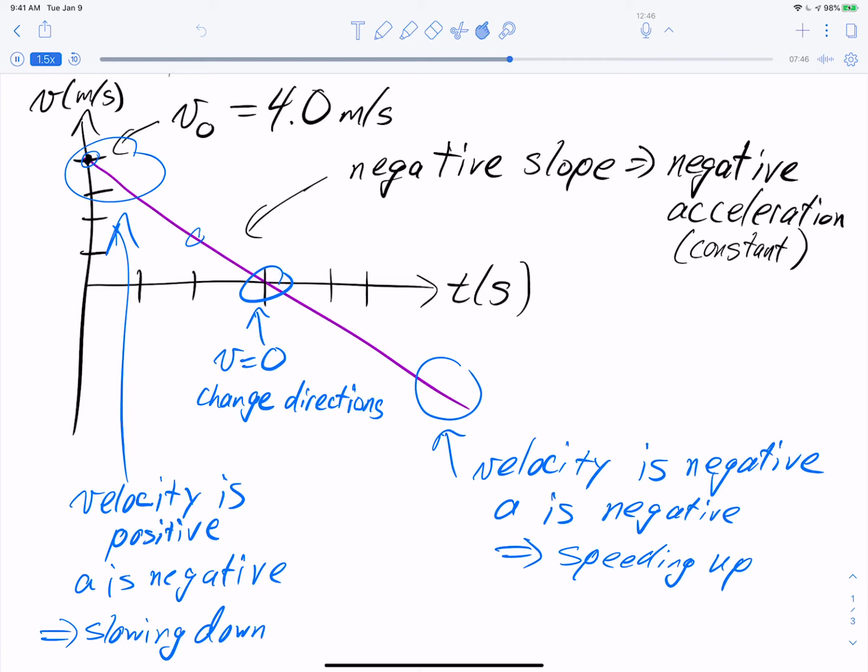Okay, so what I can say is that this object starts out moving in the positive direction. It has a positive velocity. It slows down, eventually changes directions, and then it starts moving in the negative direction when the velocity is negative, and when it does that, it speeds up. Right? So now I have a description of the motion. It starts out moving in the positive direction, slows down, turns around, and speeds up while moving in the negative direction. So I can make a plot of what the position versus time looks like.